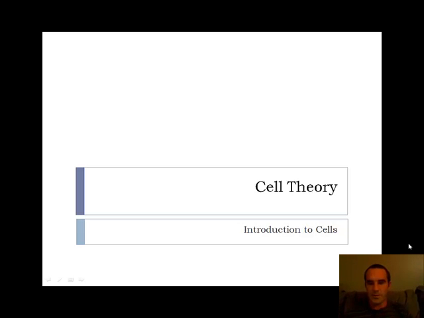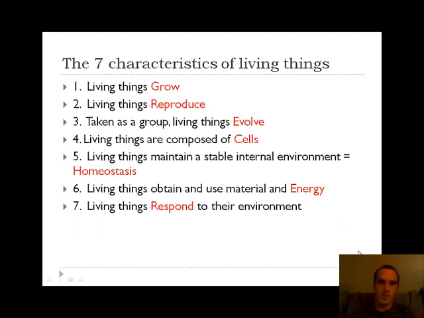Okay, for tonight's lesson, we're going to be looking at cell theory and introducing just the beginnings of cells. First thing I want to do is look at the 7 characteristics of living things. So let's get a basis for what makes something living.